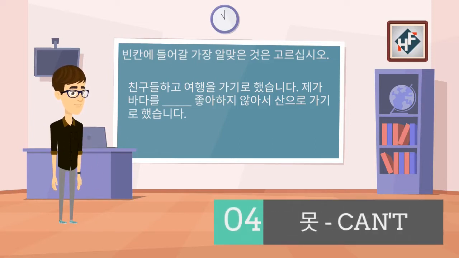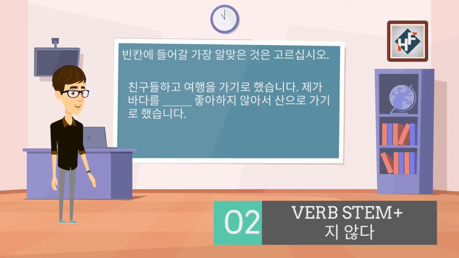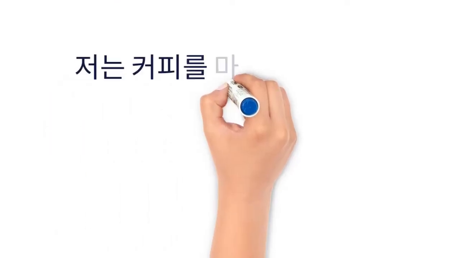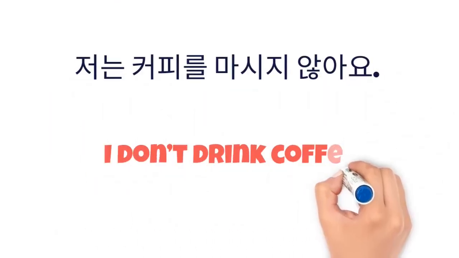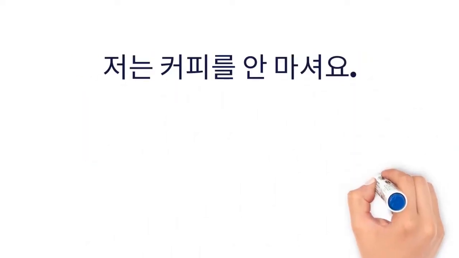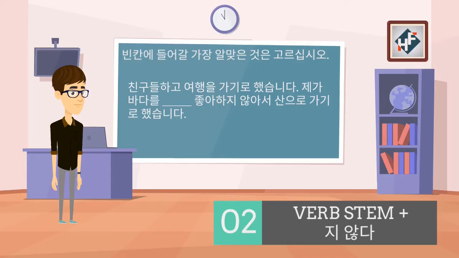Okay? So, the formula is verb stem plus ji anta, and ji anta has the same meaning as an, as in yung don't. Okay? But yung format is a bit different. So, ji anta is attached after the verb stem, and yung an is before the verb stem. Okay? So for example, 저는 커피를 마시지 않아요. I don't drink coffee. And this is the same with 저는 커피를 안 마셔요. I don't drink coffee. So they can be both conjugated to any tense that you like. The only difference is maybe ji anta is more commonly used in writing or yung mga formal speech.